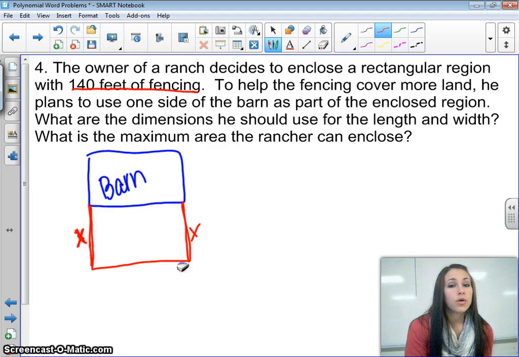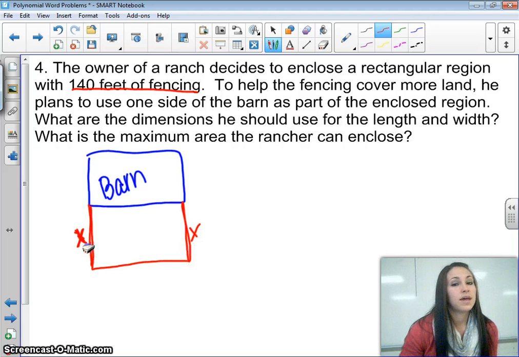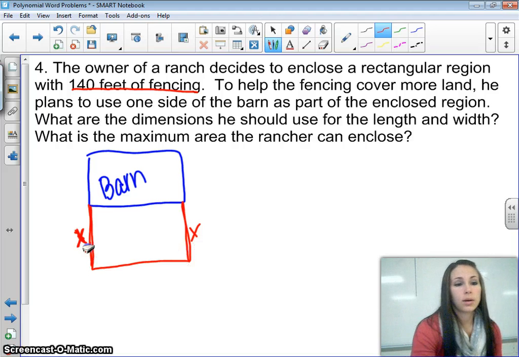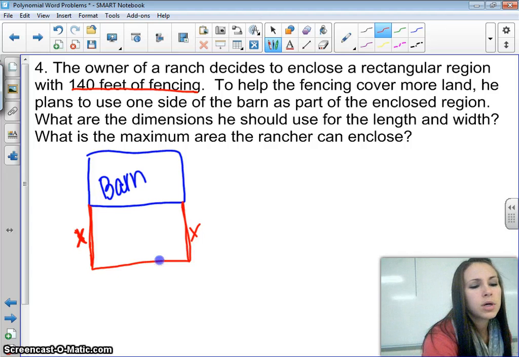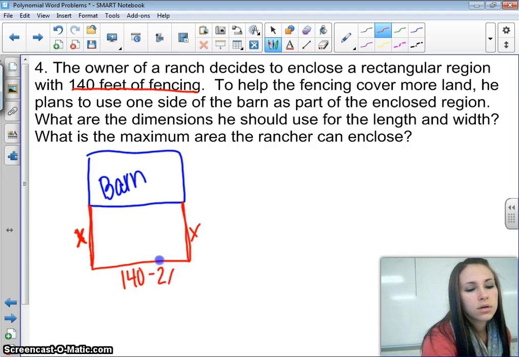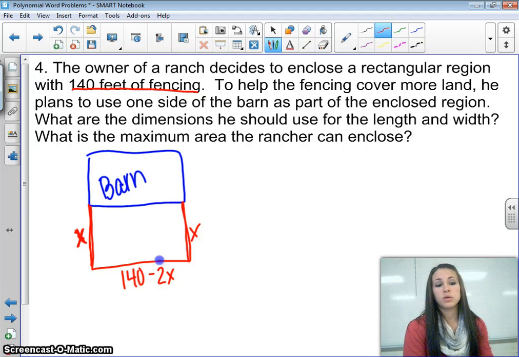Well, since I don't know that they are 10 feet, I'm going to use my X instead of that 10 and do it the exact same way. If I have X and X feet of fencing that I've used here, that's going to be 2X feet of fencing that I've used so far. And I'm going to subtract that from 140. So that'll give me what's left over for that last side there.